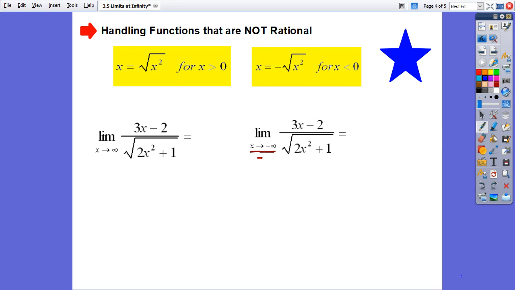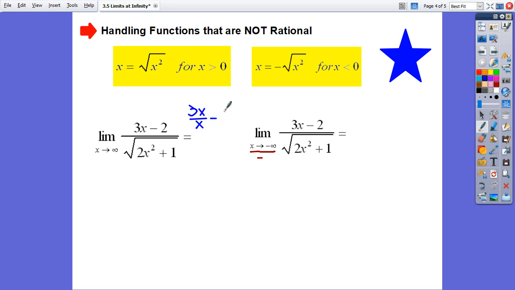Let's go ahead and explore this idea. What I'm going to do is a little bit of what I did earlier, where I'm going to divide everything by the largest degree. Even though the denominator doesn't have a degree, I'm going to use x. I'm just going to divide everything by x because the degree of the numerator is 1, so just x.